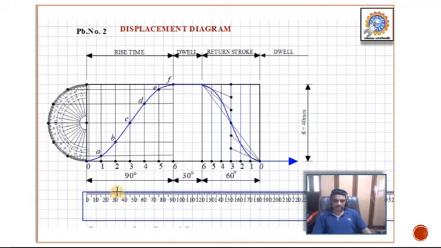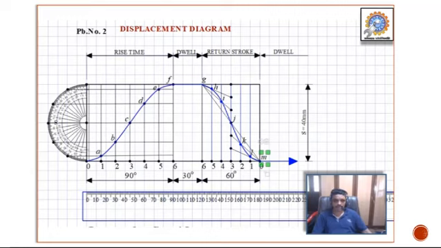Okay, in the return stroke we are supposed to follow uniform acceleration and retardation. For that also you have already been provided with the basics. So the dwell period needs to be a straight blue color line, and after that we need to follow uniform acceleration and retardation, so that the curve is plotted. And after finishing the return stroke, the dwell period continues up to 360 degrees.